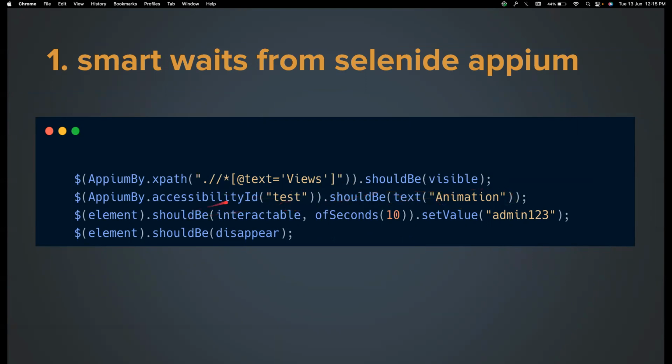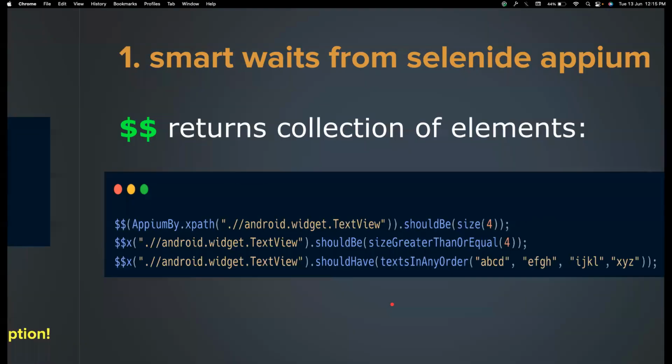Let's say you want to wait for a custom amount of time, and you want to wait for the element to become interactable for a period of 10 seconds, you can also do that. And you can also wait for an element to get disappeared. So that's how concise your code will be if you use smart waitings from Selenide Appium. And you don't have to worry about stale element reference exception. We handle everything inside ourselves, so you don't have to worry about it.